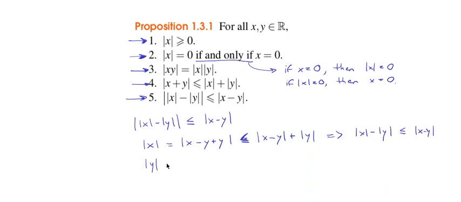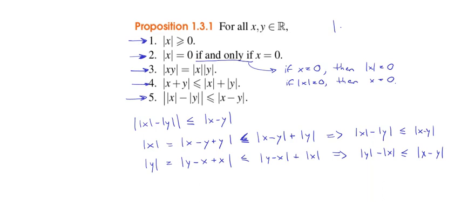But we can do the same thing with y. So |y| = |y − x + x| is smaller or equal than |y − x| + |x|. Okay, I'm subtracting |x| on both sides, so |y| − |x| is smaller than |y − x|. But the absolute value of y minus x is the same as the absolute value of x minus y, because the absolute value of x is the same as the absolute value of minus x. Okay, so that means that both |x| − |y| and |y| − |x| are smaller than |x − y|.